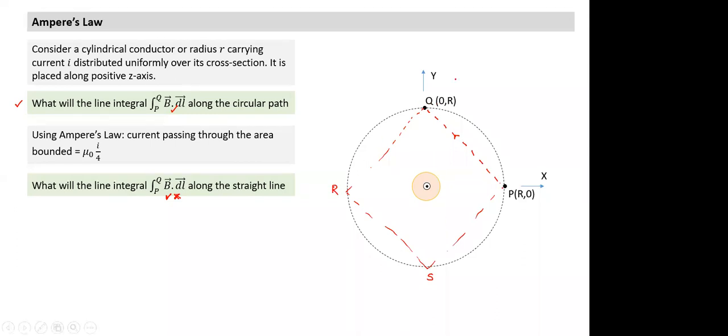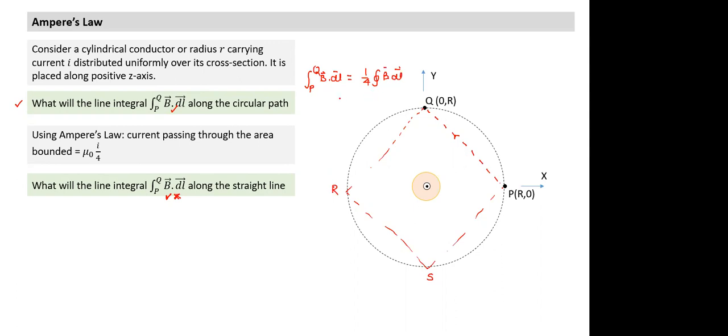In this case, what can I write for this term? Let's see, does it make sense? P to Q is equal to 1/4 of B dot dl along this whole PQRS.